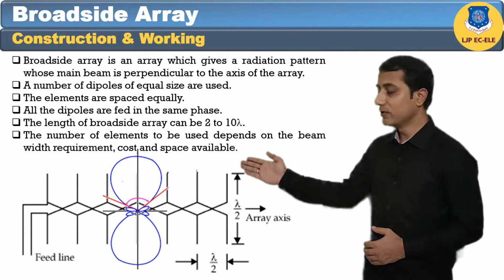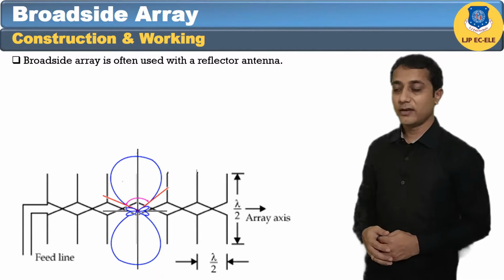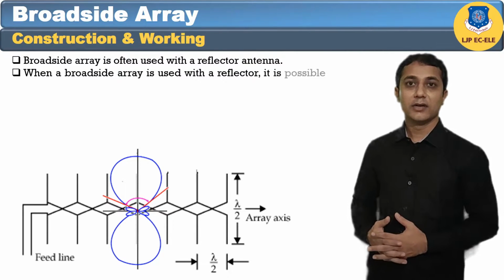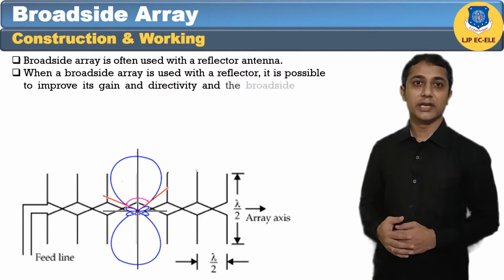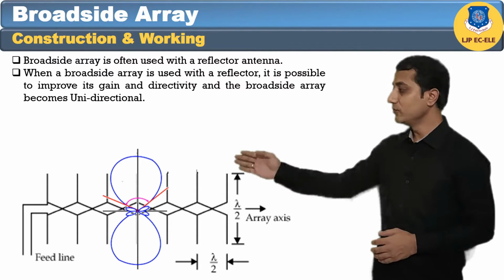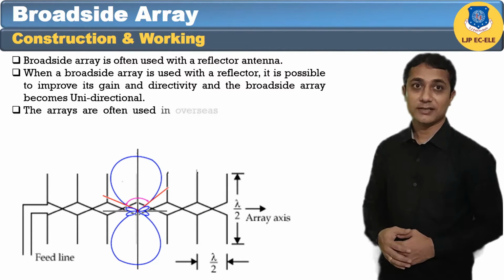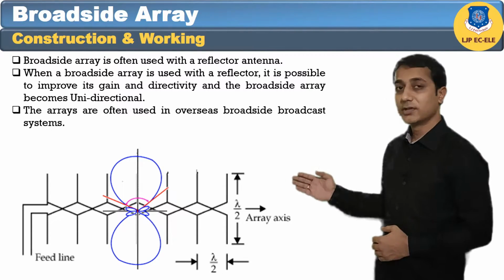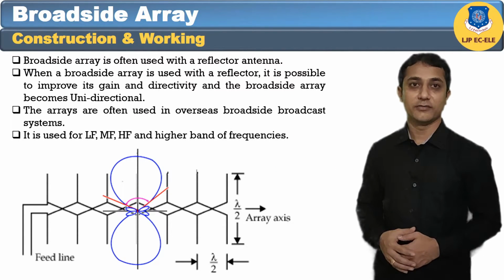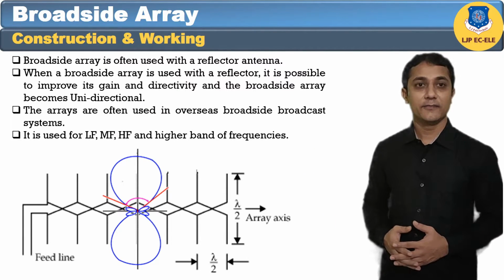Broadside array is often used with the reflector antenna. When a broadside array is used with reflector, it is possible to improve the gain and directivity, and the broadside array becomes unidirectional. The array is often used in overseas broadcast system. It is used in LF, MF, HF or higher band of frequency. So this is about the broadside array antenna.